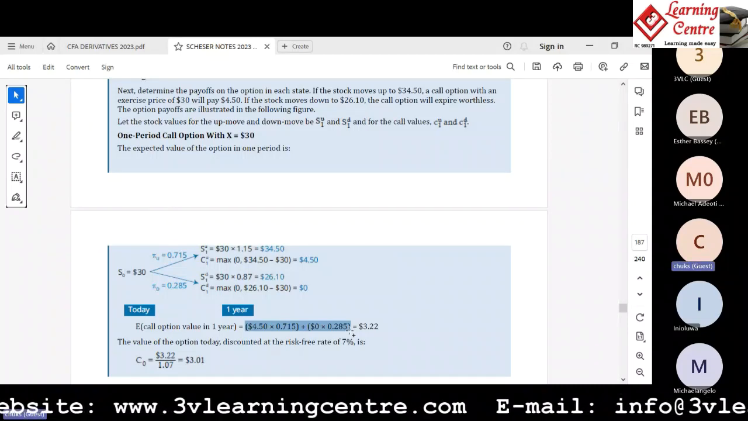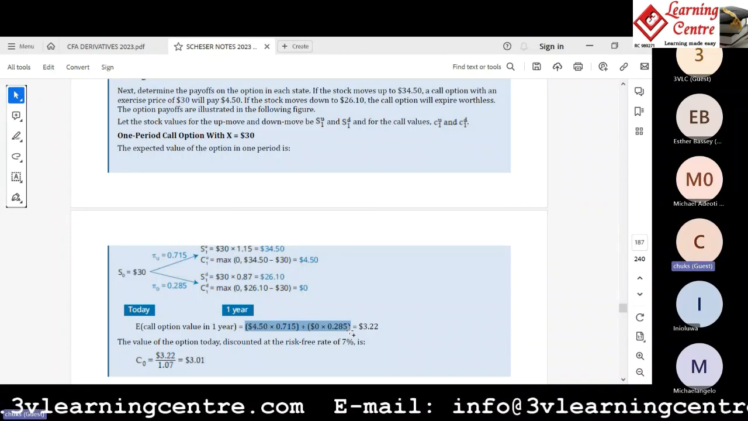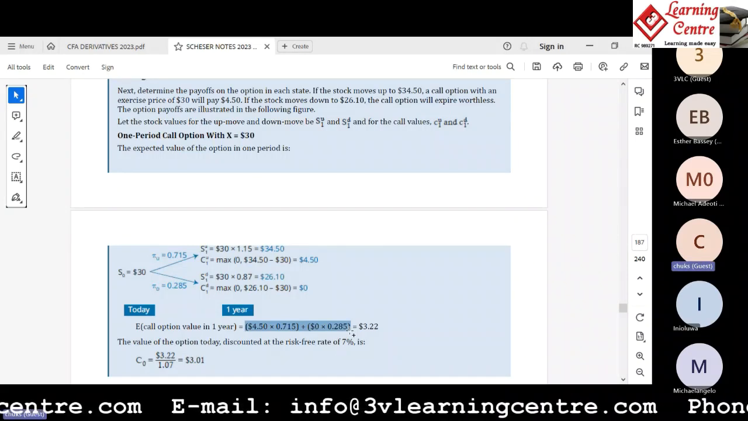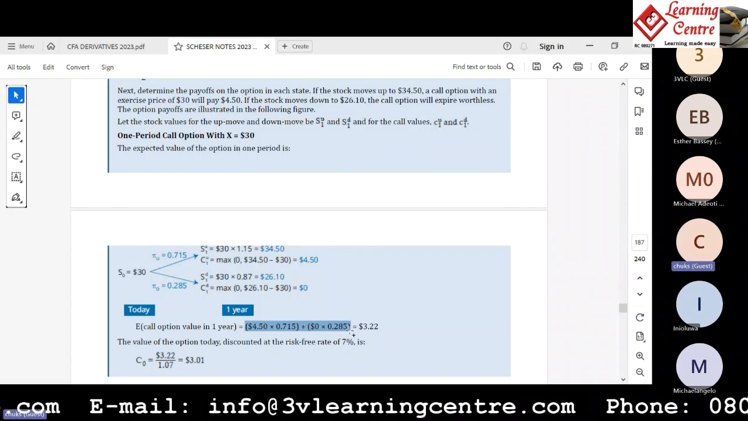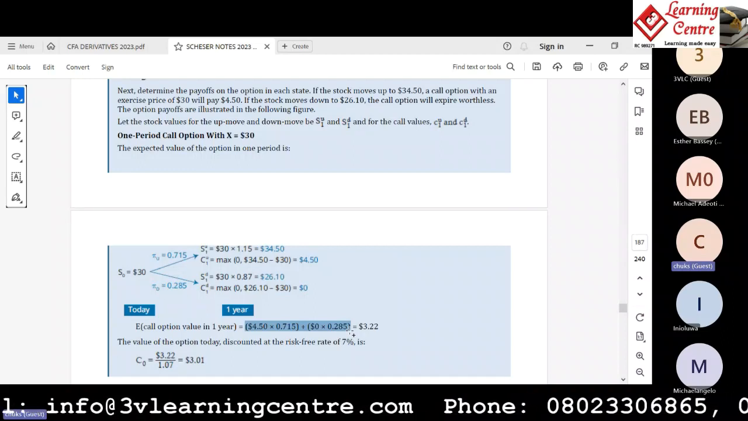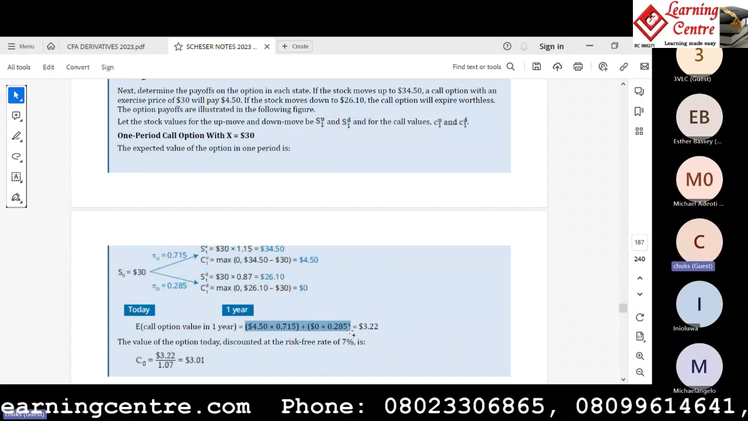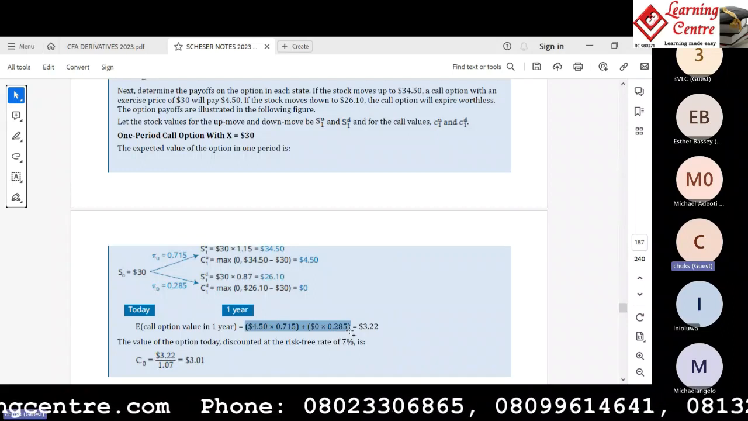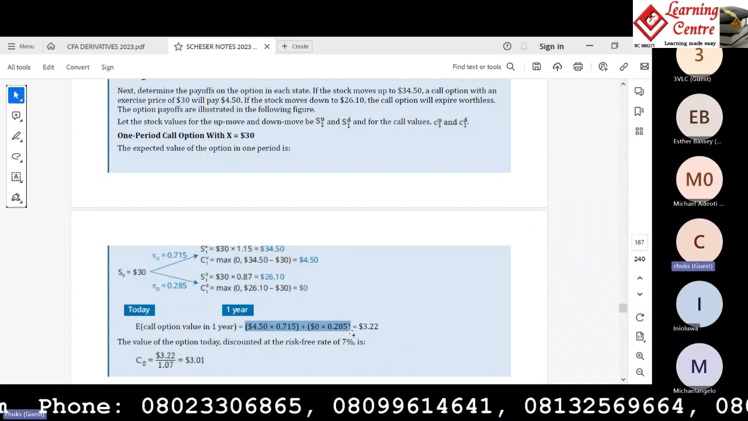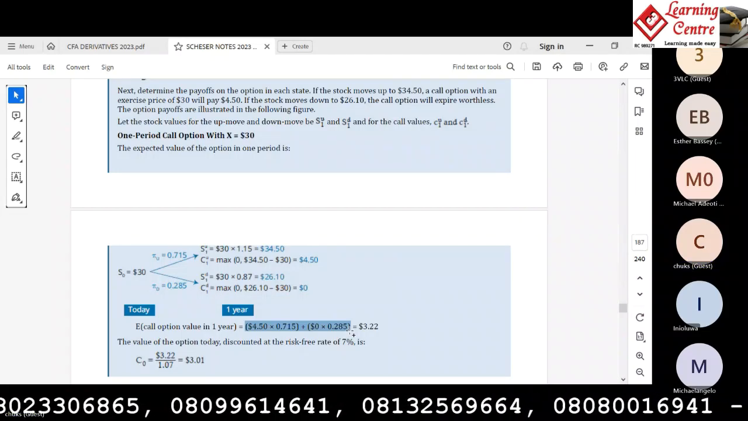Somebody then asked, what is the value of the option today? To get that, we discount the future value to the present value. That's 3.22 divided by 1 plus r raised to the power n. The n here is 1, which is why you just see 3.22 divided by 1.07. So the value today is 3.01. That's the value of the call option today, based on these probabilities that we have been given. Clear?